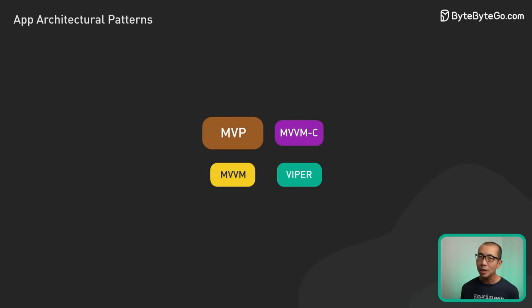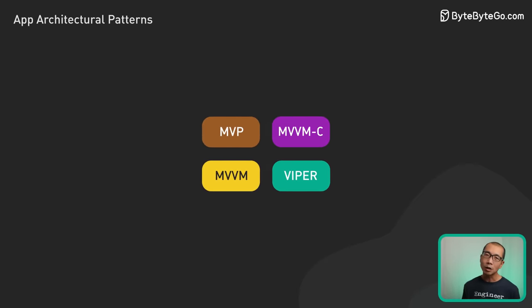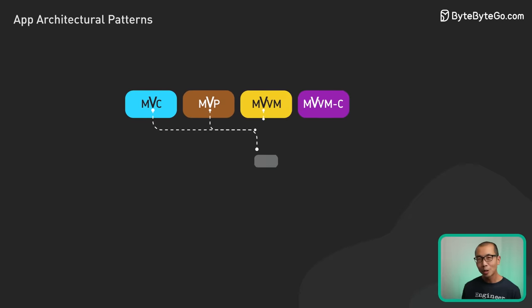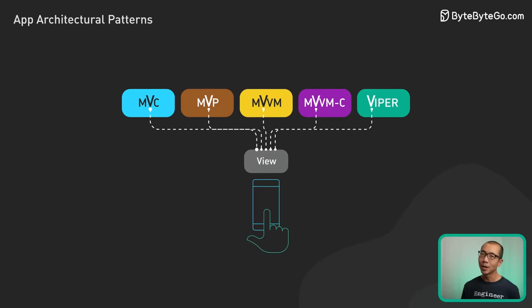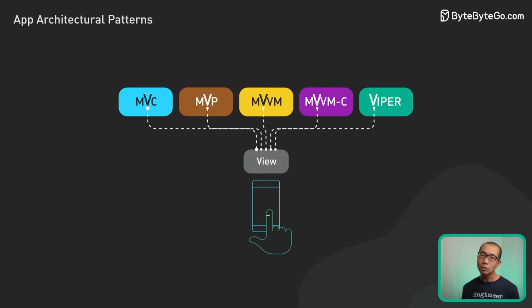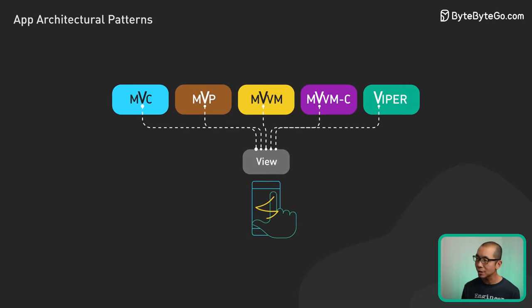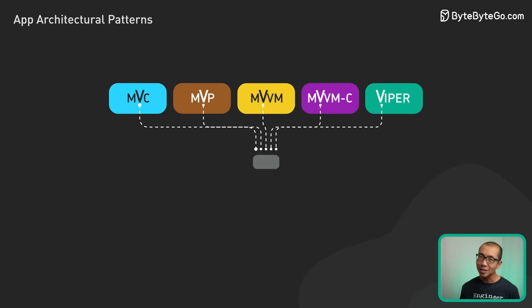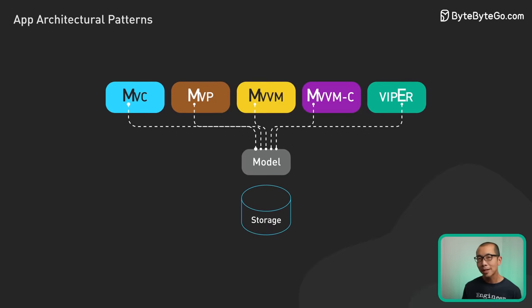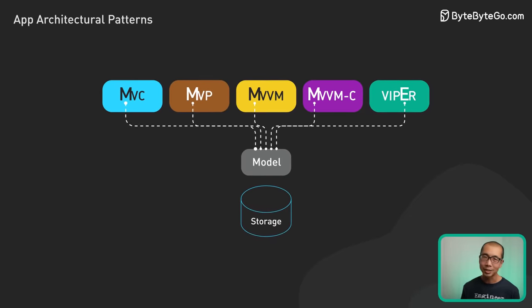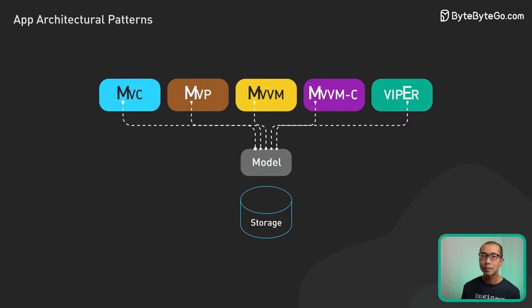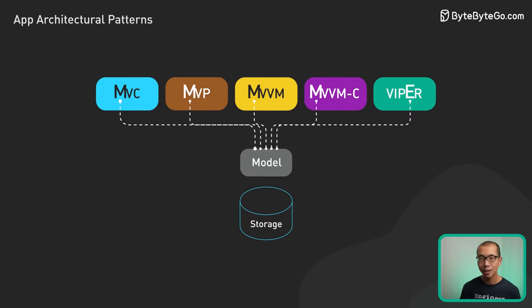So what's common among these patterns? They all share the V for view, which is what users interact with. It's the face of the app. It's responsible for presenting content and capturing user gestures and inputs. Then there's the M for model, the brain that manages business logic and data. It's the part that cares about how data is stored and manipulated.